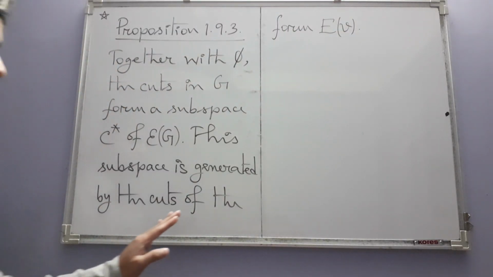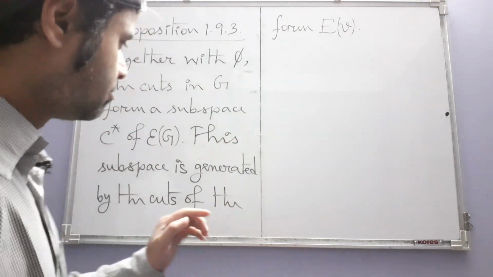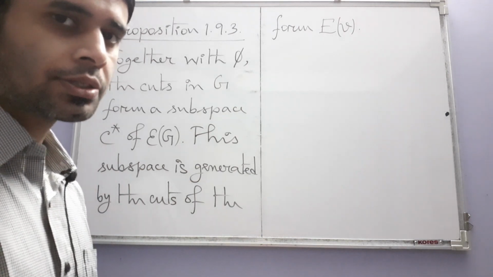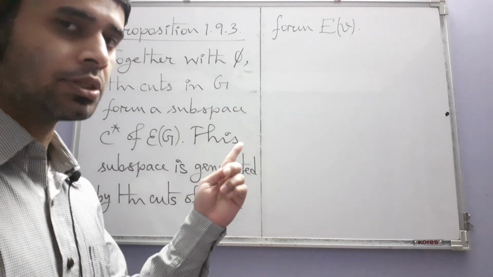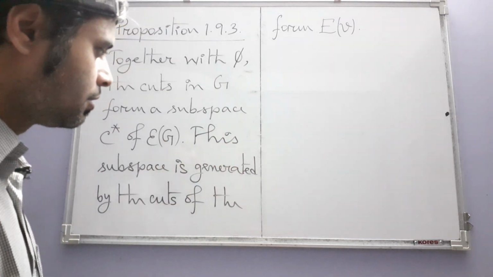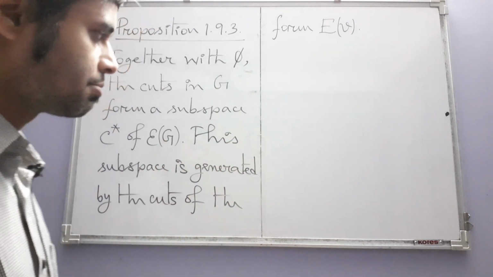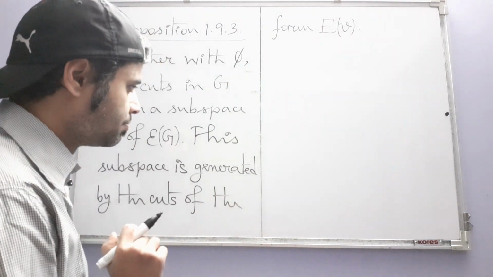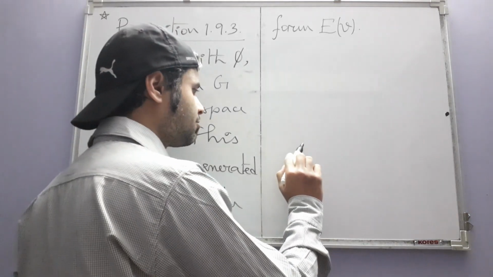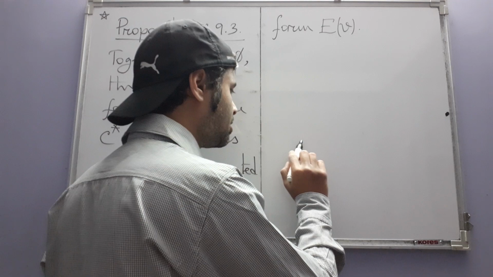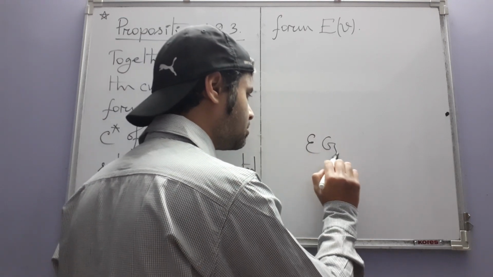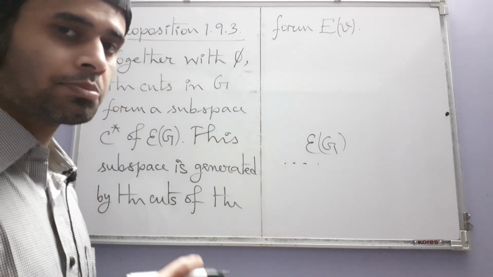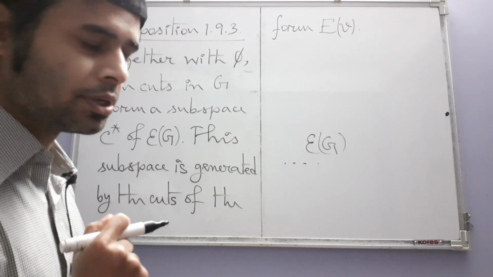Okay. Now, before we start writing the proof, let us also note the slight difference between the cut space and the cycle space, which we already saw in the previous videos. Of course, they are different subspaces, but the difference that I want to draw your attention to is this. Remember that the cycle space was the subspace of the edge space spanned by the cycles. So the cycles form a spanning set for the cycle space.